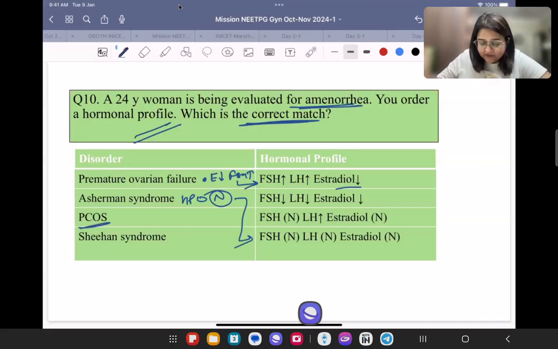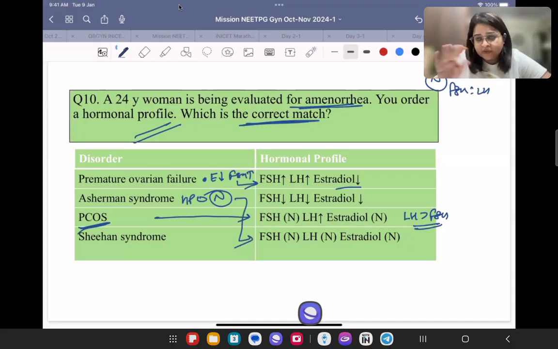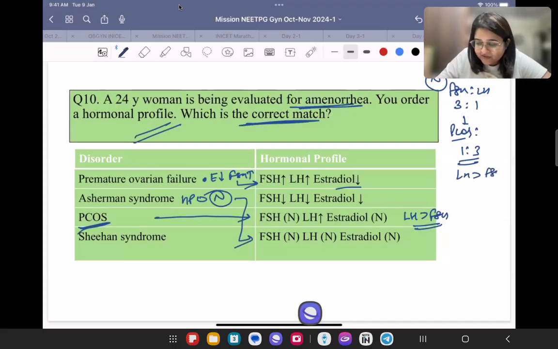PCOS में क्या होता है? Is there any particular hormonal feature you look for in PCOS? Yes. What is the typical feature you find in PCOS? You find that the LH becomes more than FSH. Normally कितना होता है? Normal FSH and LH values both are between 1 to 10. I told you, no, both are between 1 to 10. And normally the FSH to LH ratio is 3 is to 1. But in PCOS, this becomes ulta. It becomes 1 is to 3. That means the LH becomes more than the FSH. Okay, so this is what you find in PCOS.